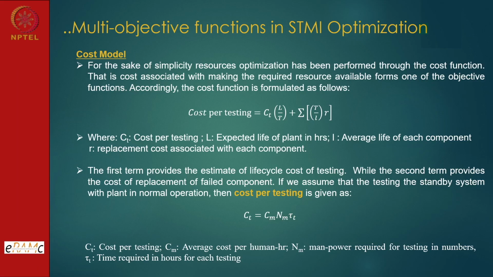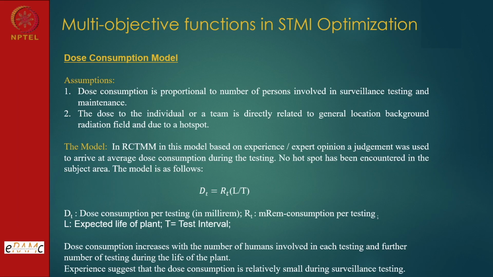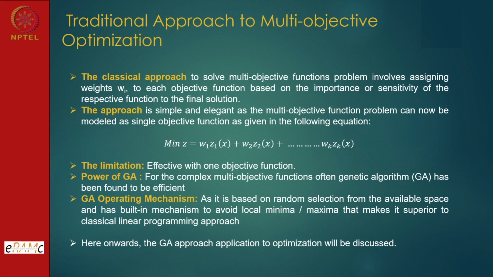Then finally we have dose consumption. Since we are talking in an open forum, we can consider this as a dose consumption model also, because in a high radiation area this could become a limiting factor. Dose consumption per testing is the minimum consumption per testing and the expected life of the plant, divided by the test interval. The model appears like this because we are basing it on the plant data that is available. So we have these three models.